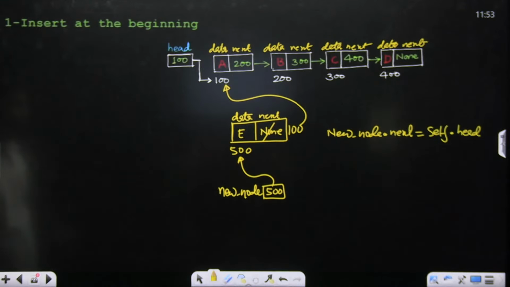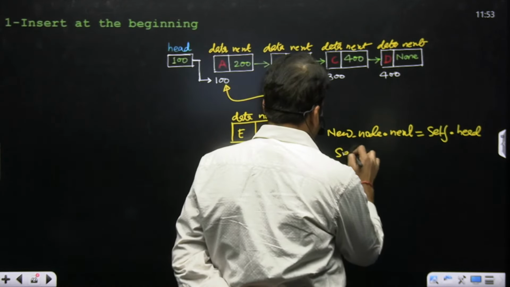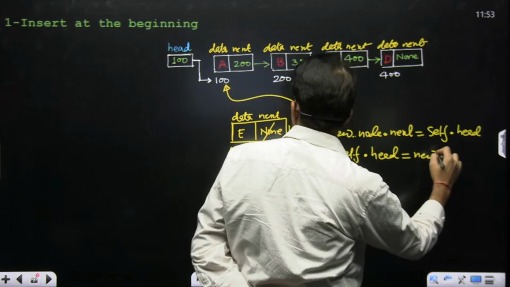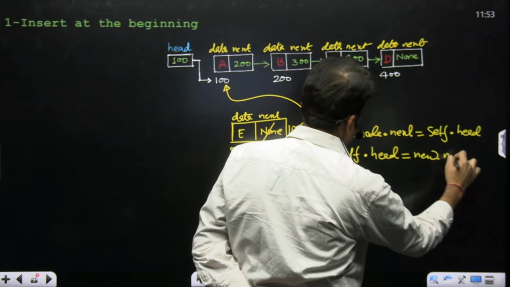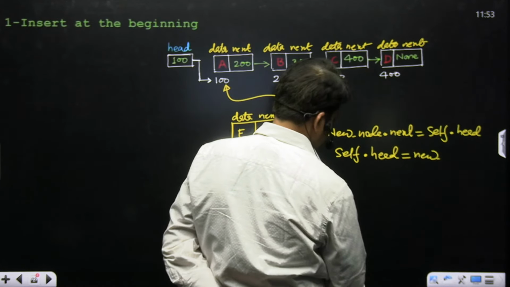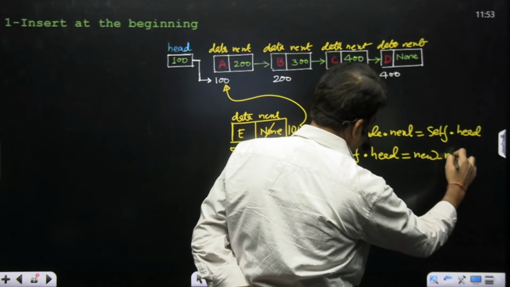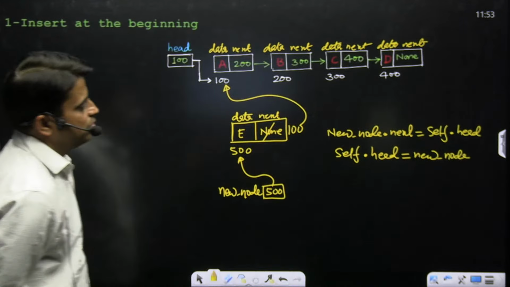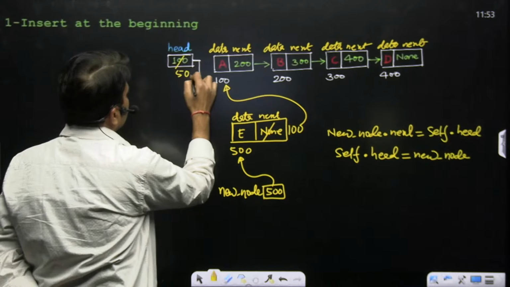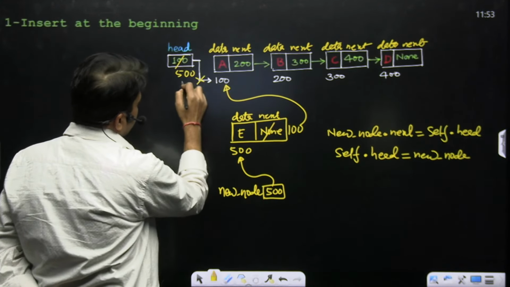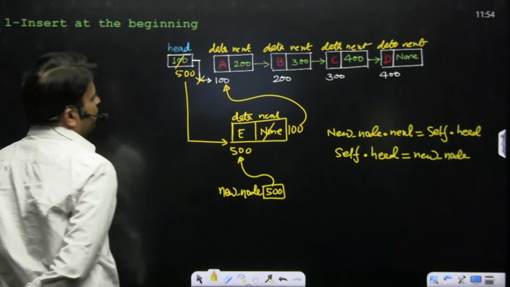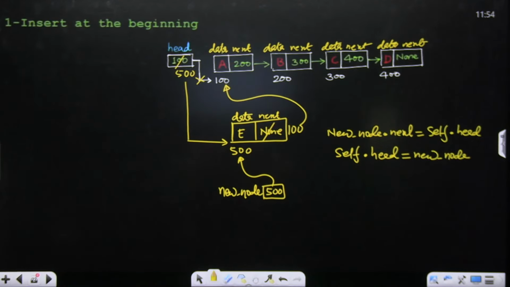And self dot head equals what? New node. Self dot head equals new node. New node is 500, so the old head link is cut and the head is now pointing to the new node. In this way, you can insert at the beginning in a single linked list.